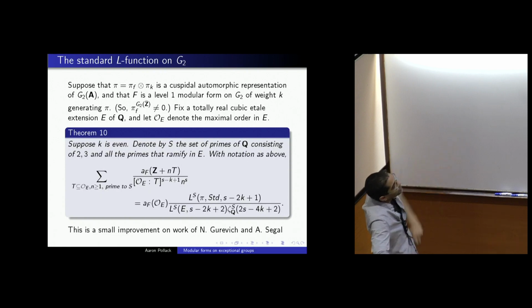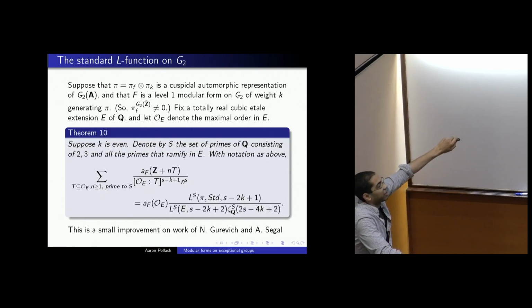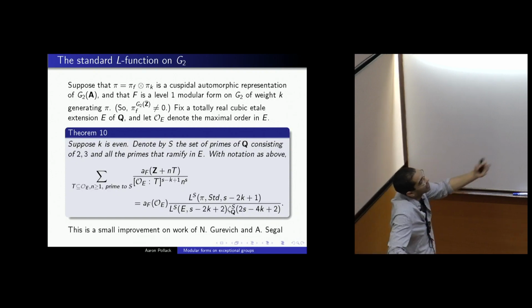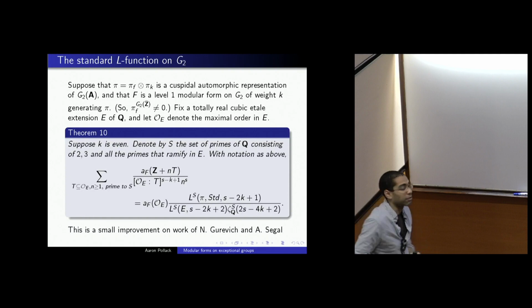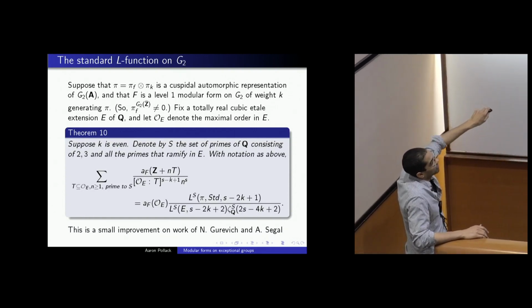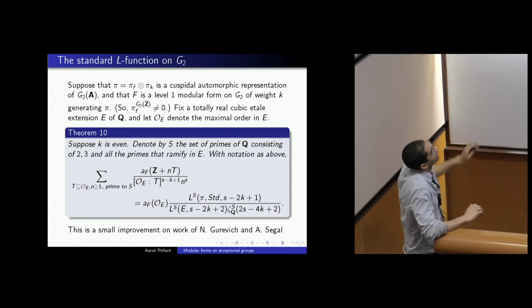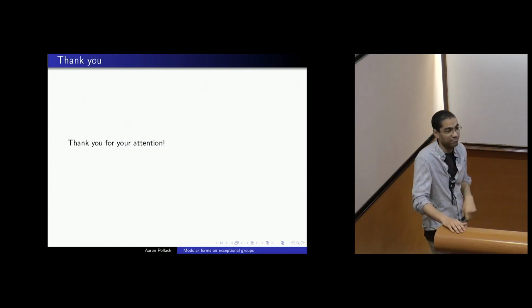cuspidal representation pi. This is just a small improvement on work of Nadia Gurevich and Aner Segal. They gave a Rankin-Selberg integral that is non-vanishing for modular forms on G2, and the improvement is just that it eliminates some bad places in the results. Okay, so I'll stop there.